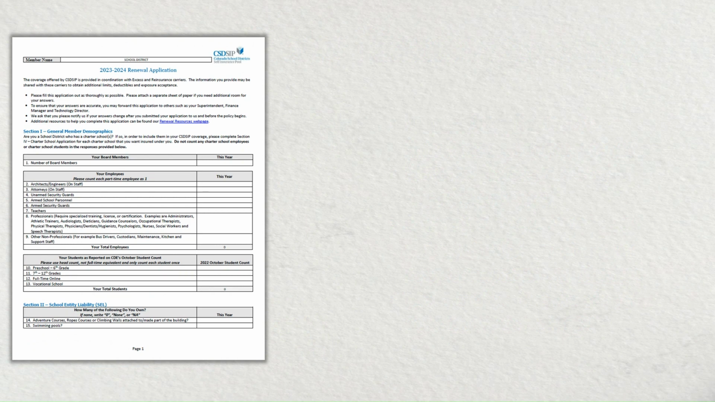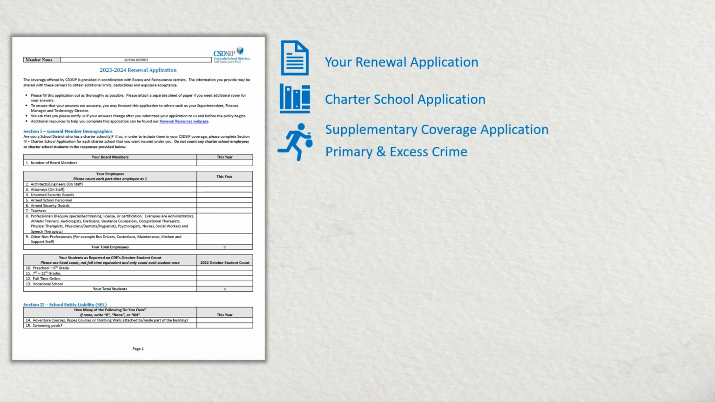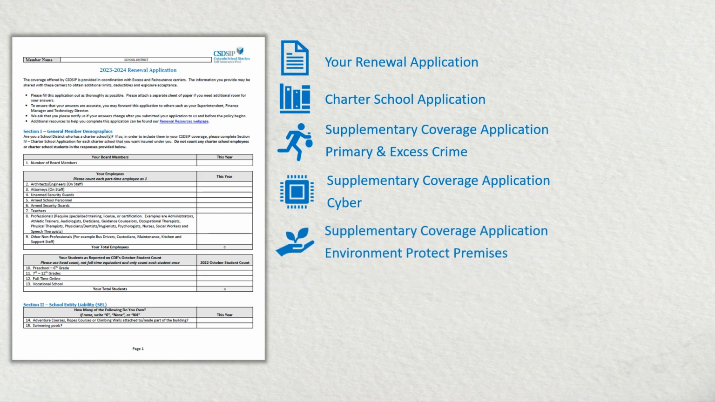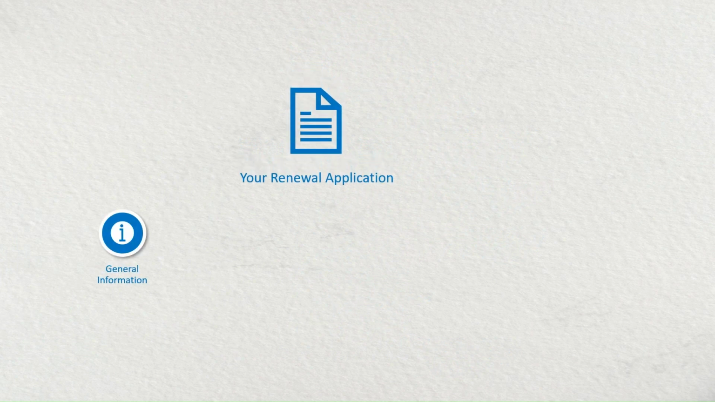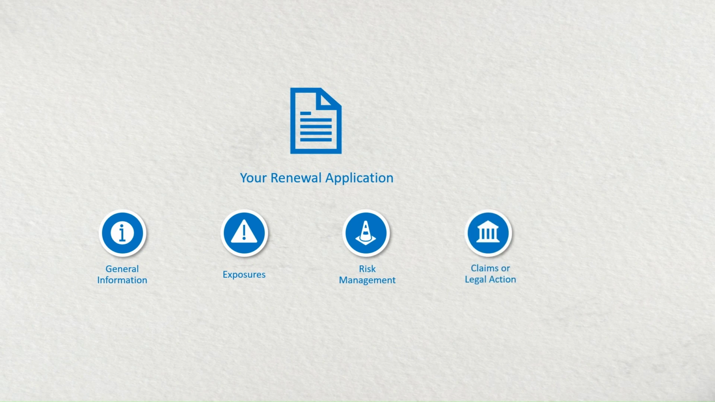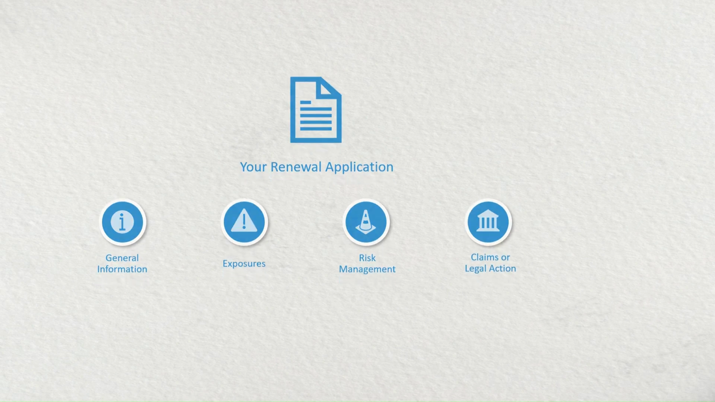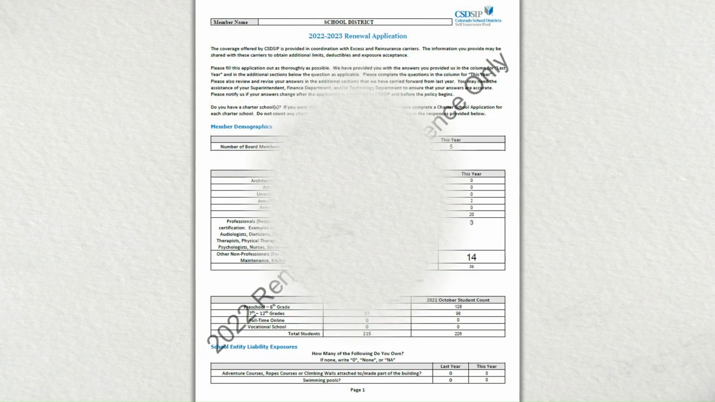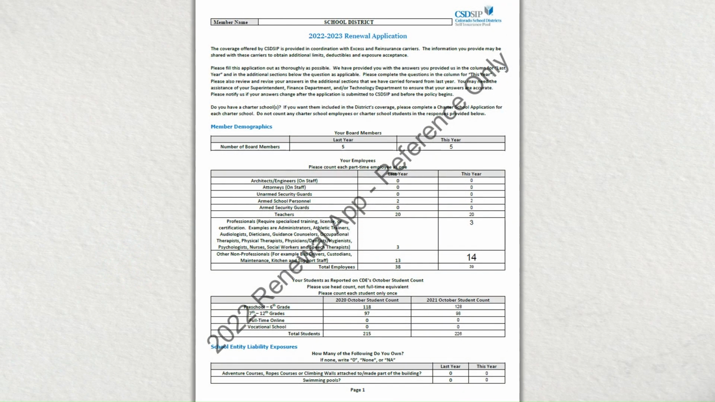Your renewal application is divided into 7 sections, which include your renewal application, a charter school application, the supplementary applications for primary and excess crime, cyber, and environmental protect premises or pollution, the coverage options page, and the renewal application disclosure. In general, each separate coverage application is organized into 4 sections: general information, exposures, risk management, and claims or legal action. To help you fill out your application, we have provided your application from last year in your renewal packet as a reference for answering the many questions with your updated information.